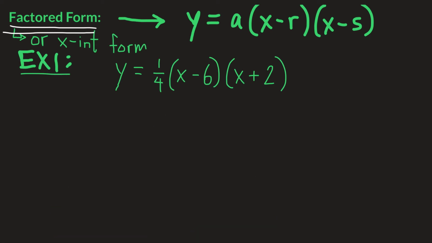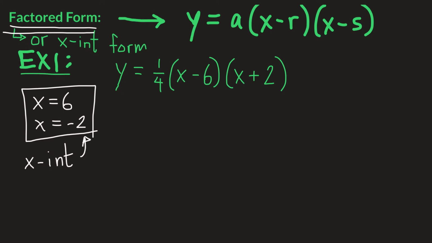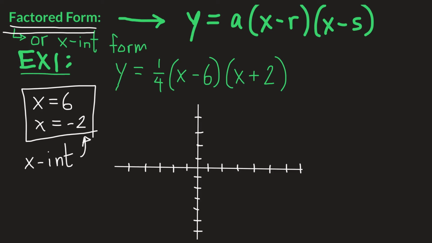Now we can use both x-intercepts to find the vertex of the parabola. First, we can plot both x-intercepts on a Cartesian plane. Next, we can find the middle of this parabola, otherwise known as the equation of the axis of symmetry, by finding the middle between the two x-intercepts. In this case, the equation of the axis of symmetry is x equals 2.